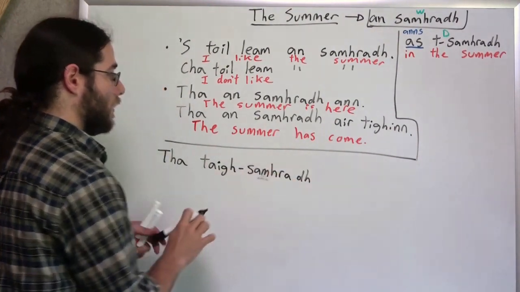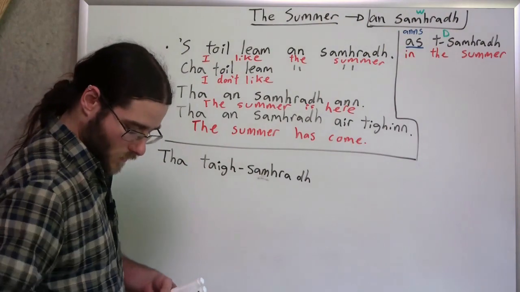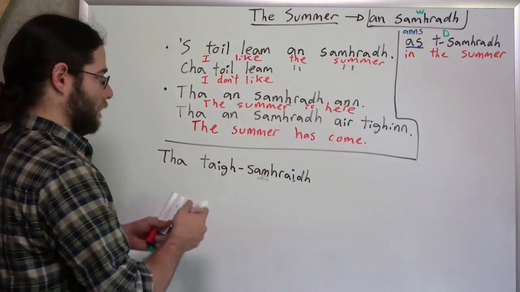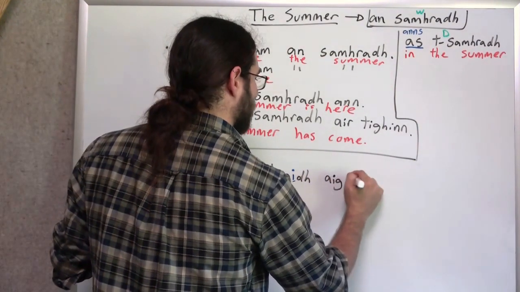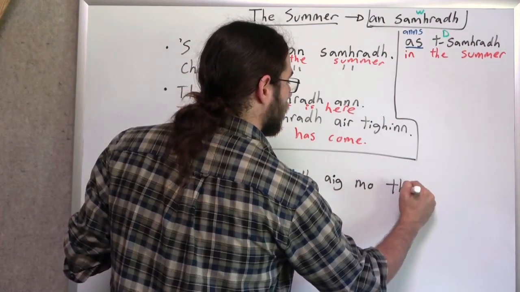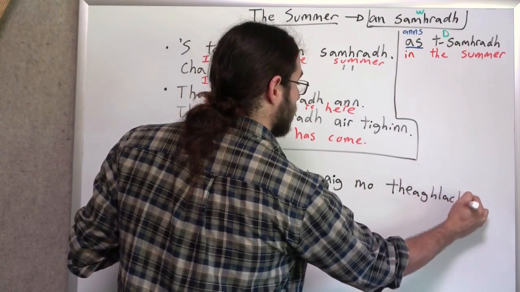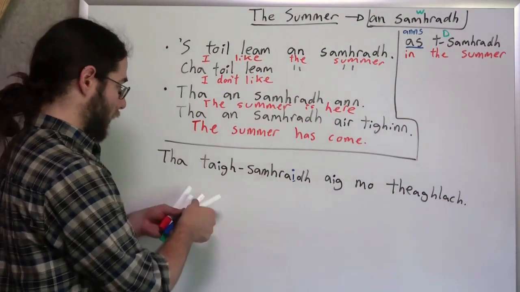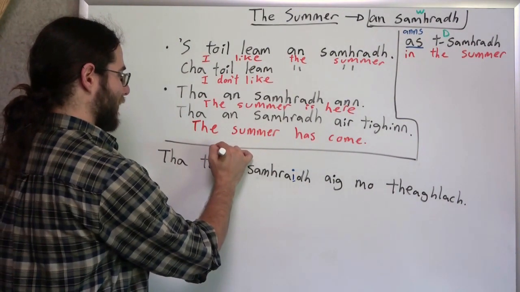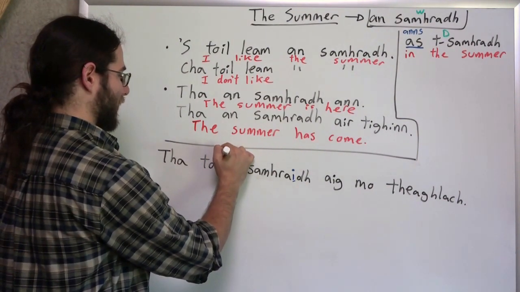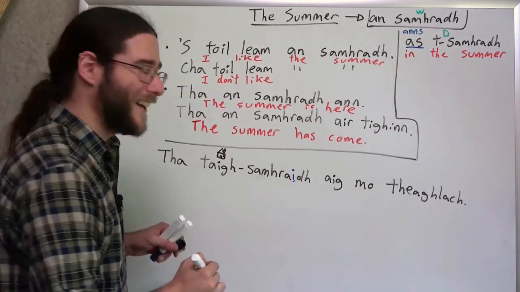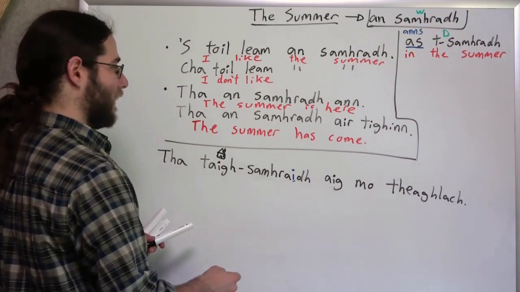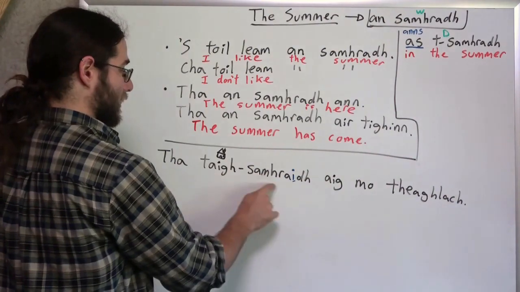Taigh samhraidh. Tha taigh samhraidh aig mo theaghlach, for example. We've got to have at least one picture, right? Wouldn't be one of my videos without a picture. Very stereotypical house. Tha taigh samhraidh aig mo theaghlach. My family has a summer house.